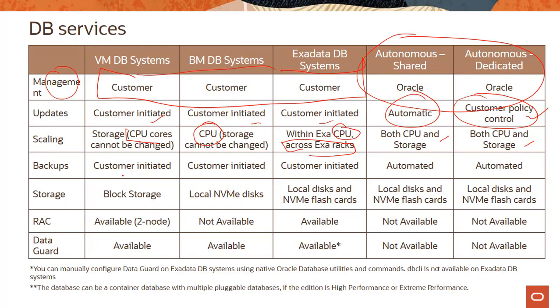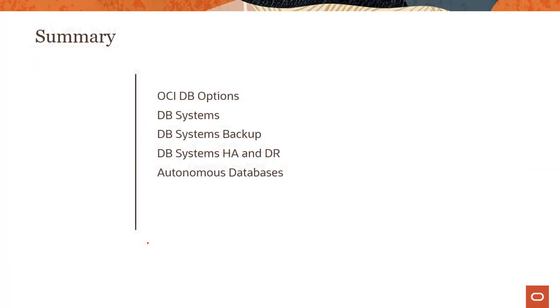And you could see some of the things around backups: customer initiated, still automatic but customer initiated. In this case, it's automated. You don't even have to say, we do that for you, right? And you can see storage, RAC, and some of the Data Guard options. So this is a foundations course. Hopefully this gives you a quick overview of the different services we offer and the different use cases for those services.